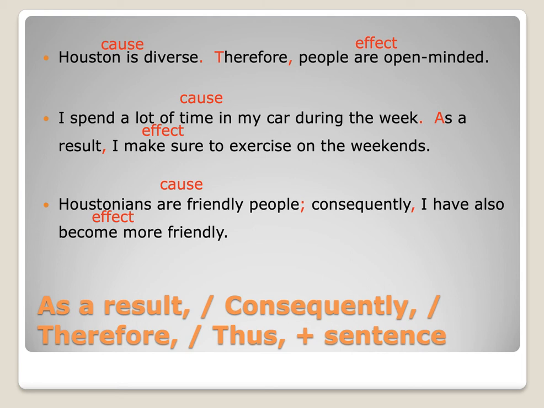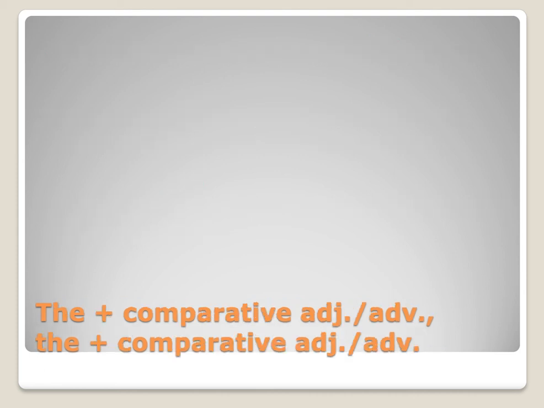Another one that is in your book is for this reason, and that has the same pattern. So I could say, Houston is diverse. For this reason, people are open-minded. Okay, so all of these are very useful ways to show cause-effect, but they are two different sentences.